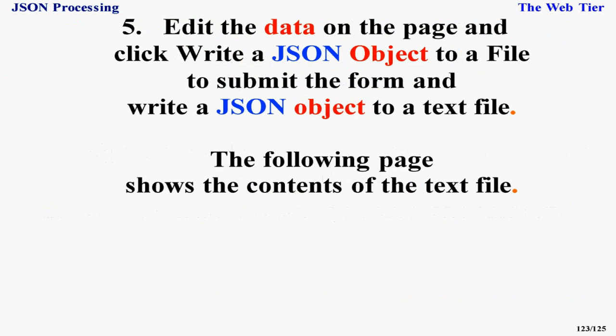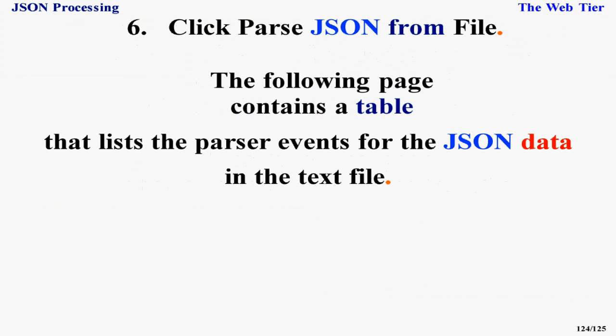5. Edit the data on the page and click Write a JSON object to a file to submit the form and write a JSON object to a text file. The following page shows the contents of the text file. 6. Click Parse JSON from File. The following page contains a table that lists the parser events for the JSON data in the text file.